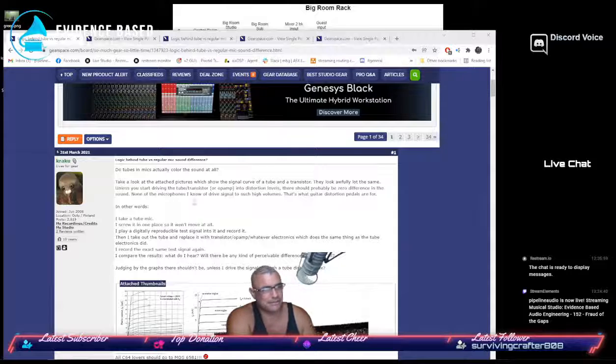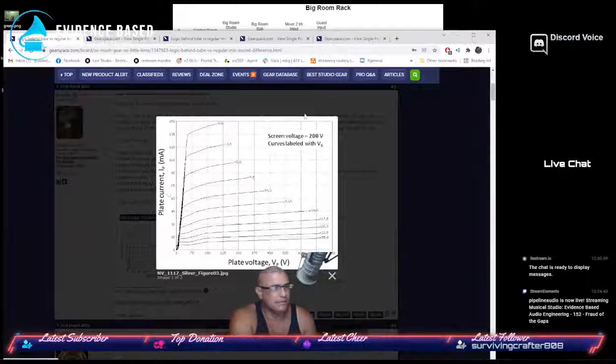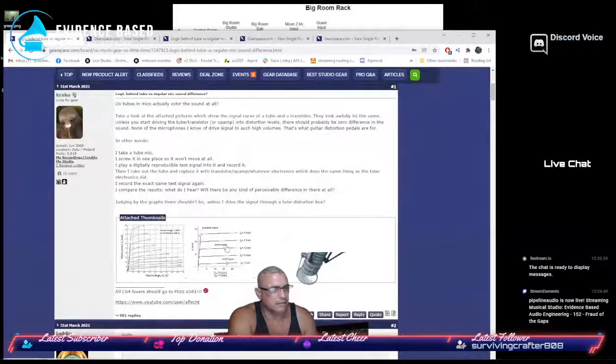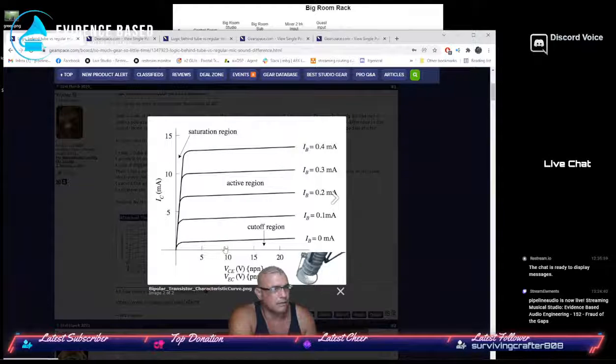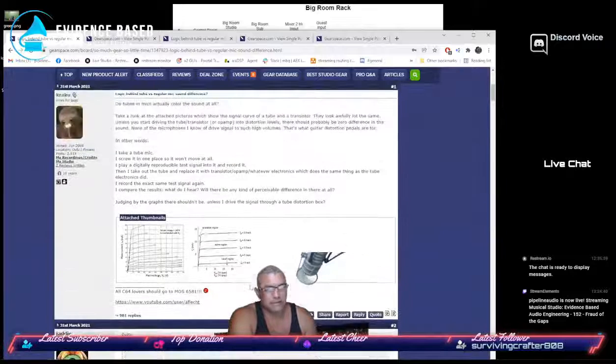And then there's some pictures here. Let me pop it up. So here's the plate current and plate voltage. I don't know what he's measuring here actually. It's not a frequency. It's just showing that it's linear. Here's, yeah, I guess it's showing them both that they're linear in their linear range.